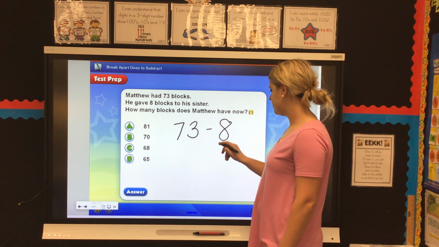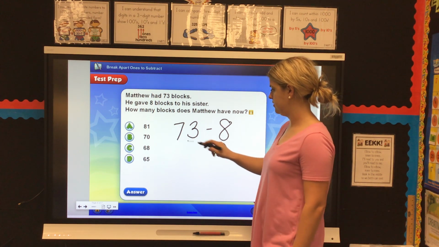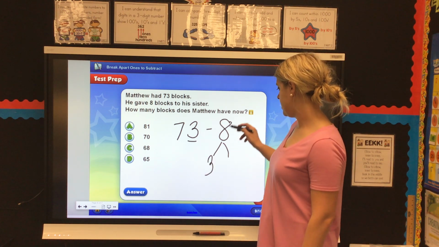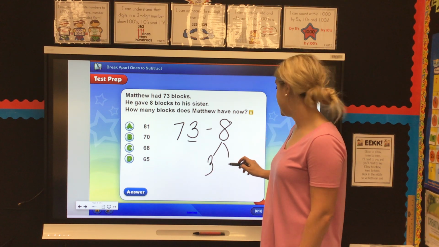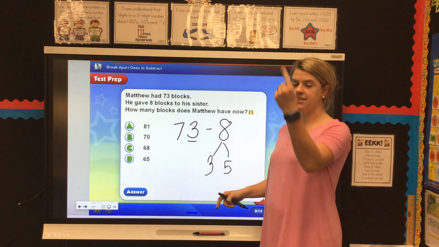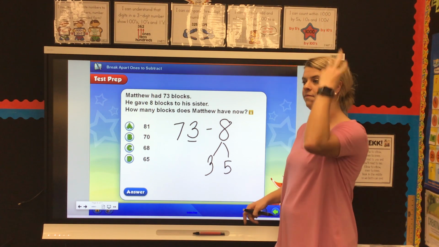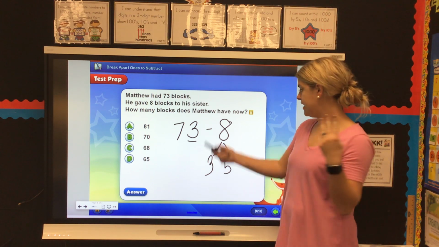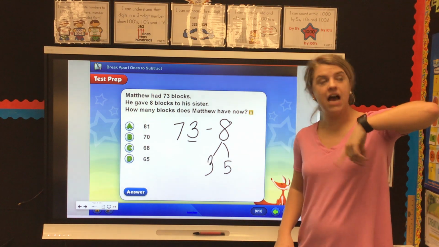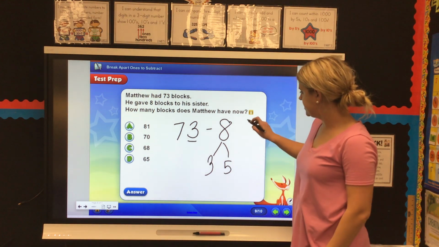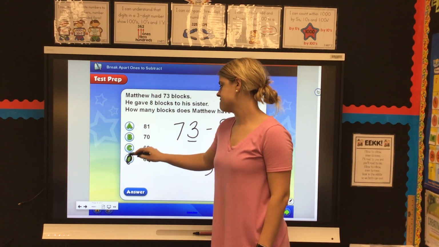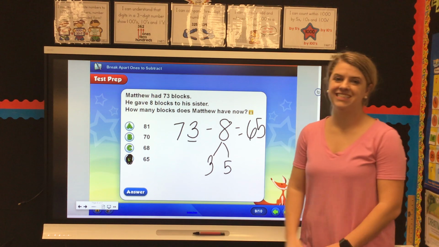73 minus 8. Remember, we're going to break this down into 3 plus what? 8 is the same thing as 3 plus 5. All right, so 70, we're going to count back 3. 72, 71, 70. Okay, and now we need to count back 5. 70 minus 5 gives us 65. All right, so my answer is 65.